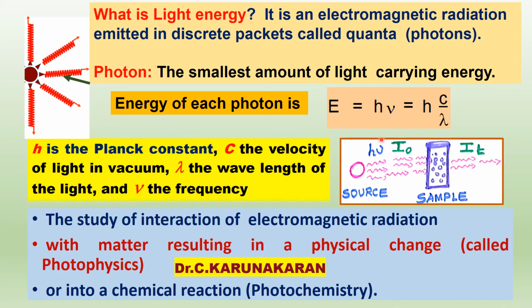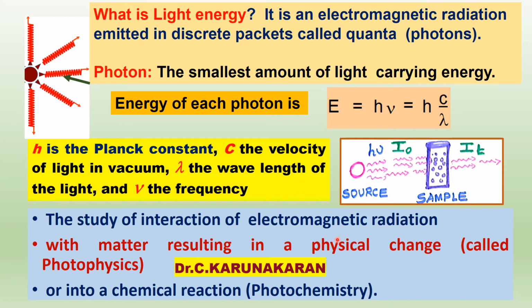What is the energy of each photon? Energy of each photon is given by the Max Planck equation. E is equal to h nu, equal to h c by lambda. Nu equal to c by lambda, we know. h is called Planck's constant. c is the velocity of light in vacuum. Lambda is the wavelength of the electromagnetic light. Nu is the frequency of the light wave.